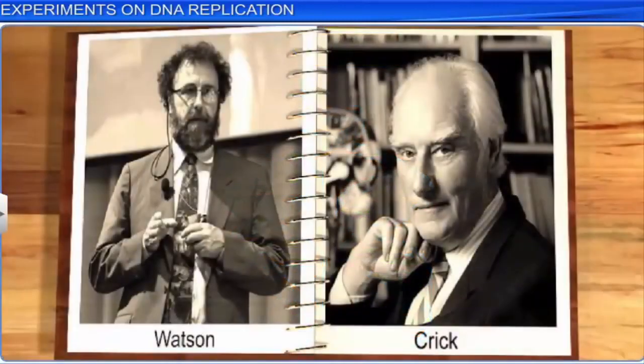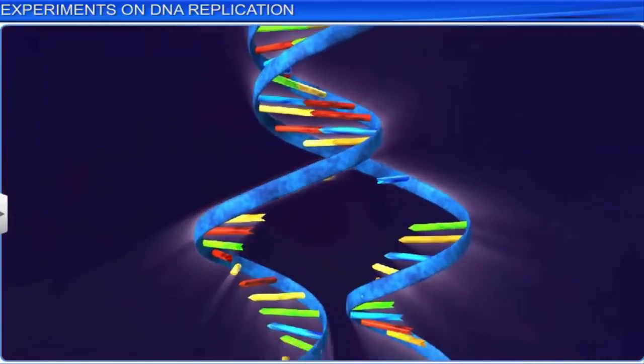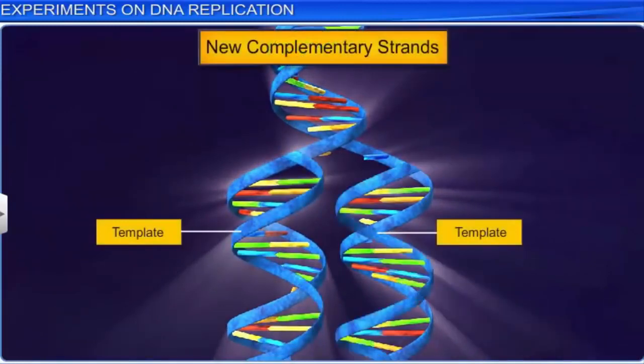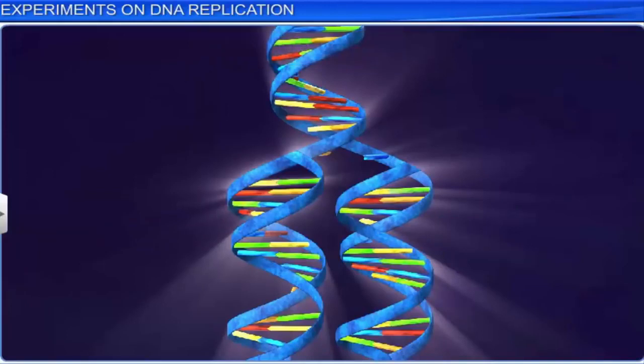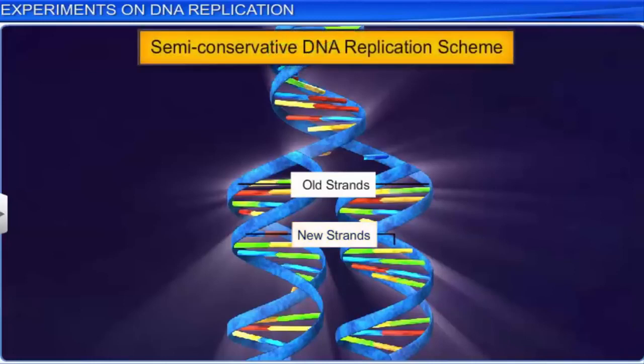Scientists Watson and Crick, who in 1953 had proved that DNA had a double helical structure, had also suggested a probable scheme for the replication of DNA. According to their proposed scheme, the two strands separated and acted as a template for the synthesis of two new complementary strands. After the replication process was completed, each DNA molecule would end up with one parental strand and one newly synthesized strand. That is why this DNA replication scheme was referred to as semi-conservative.